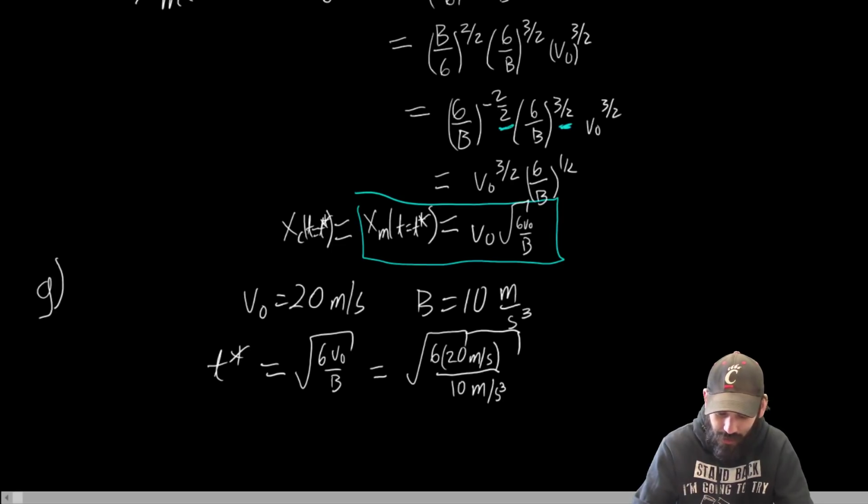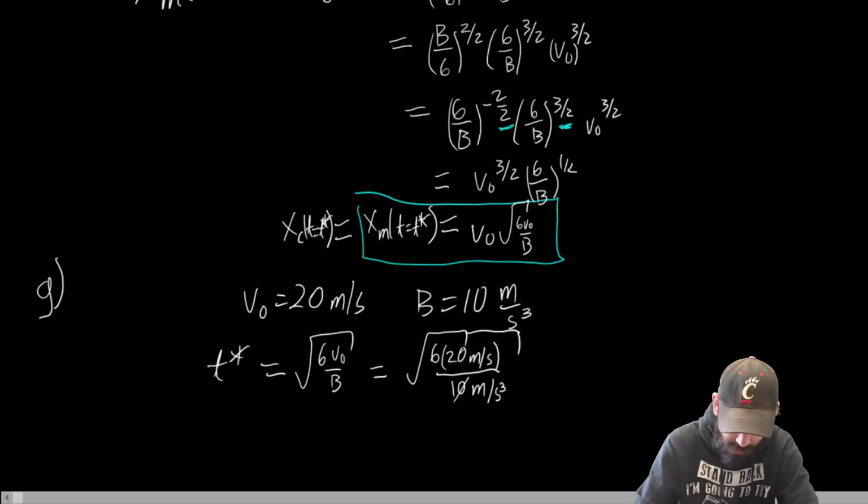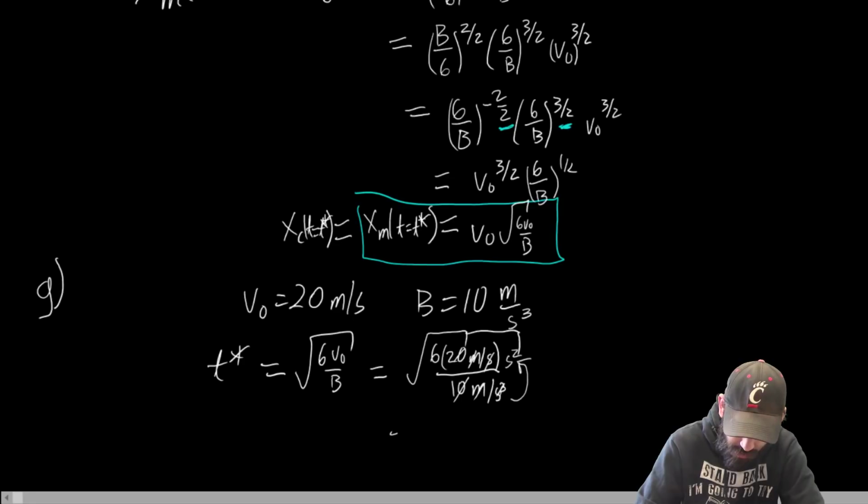So now what we can do is cancel some things here. We can cancel our meters. We can cancel a factor of seconds. This seconds comes up here, so then this is going to be seconds squared. And so what we're left with is roughly the square root of 12.